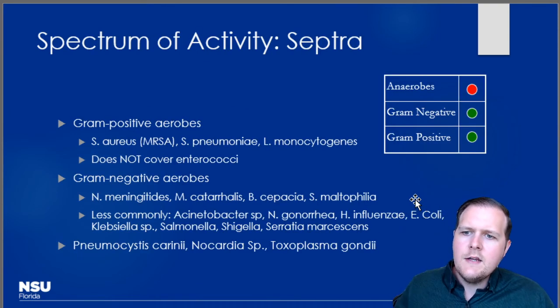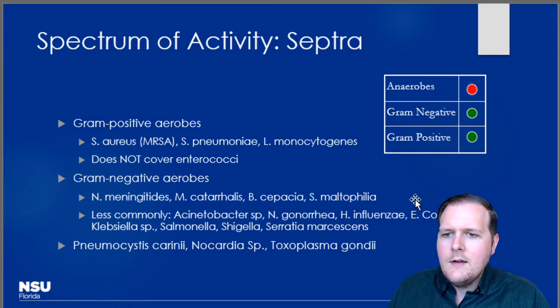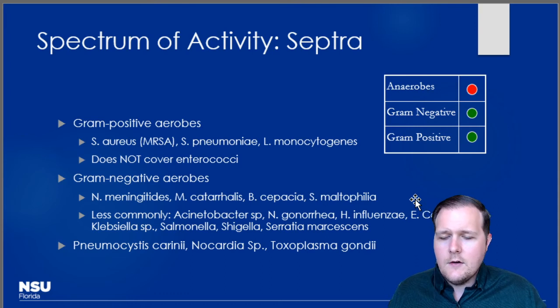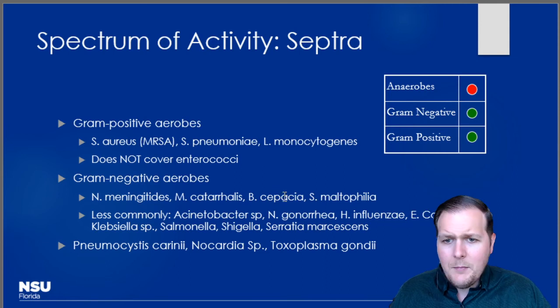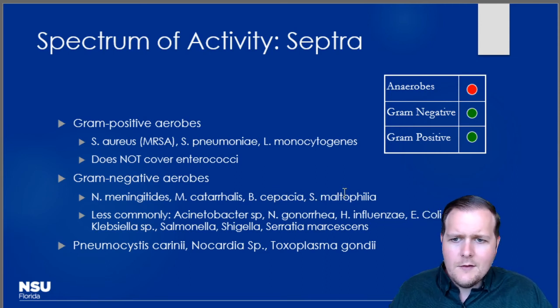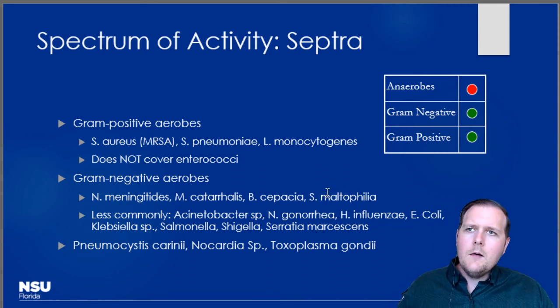In terms of coverage, no anaerobic coverage, but pretty good gram-negative and gram-positive coverage. It does get MRSA, so we could use it for skin and soft tissue infections, but it doesn't cover enterococci. That's one notable hole in coverage. But what's interesting is the coverage is pretty wide-ranging for gram-negative aerobes, things like Burkholderia cepacia and Stenotrophomonas maltophilia, where most healthy immunocompetent patients are not going to get these bugs, but those who are immunocompromised can.